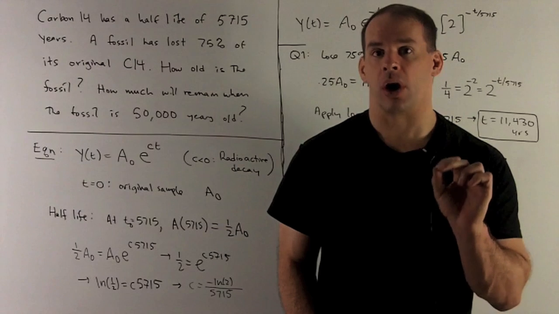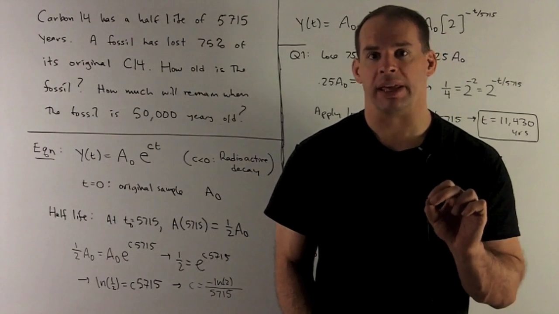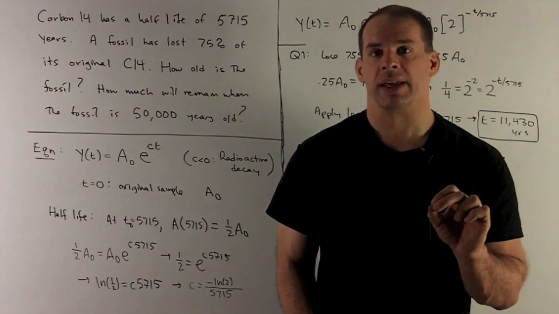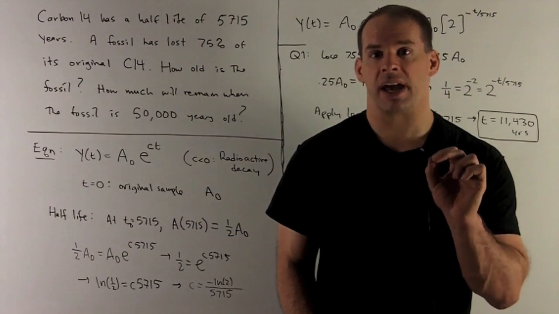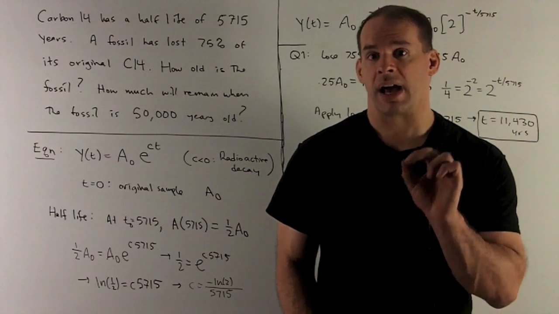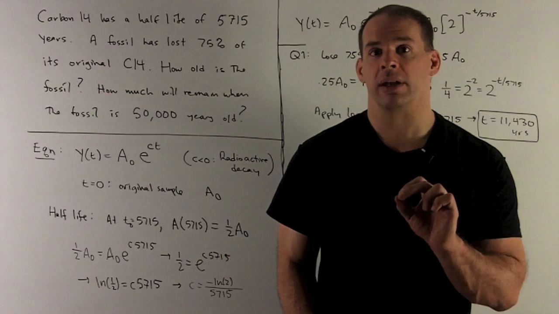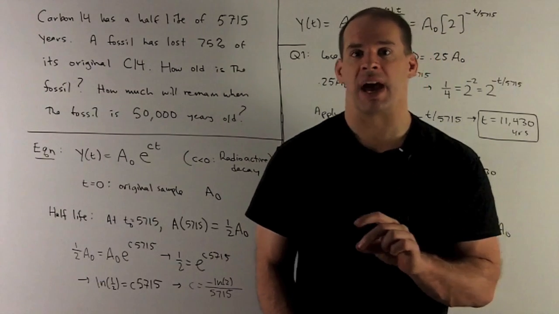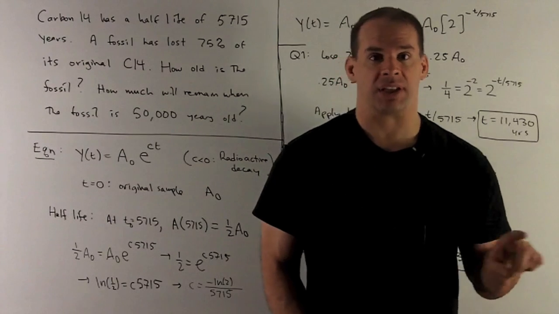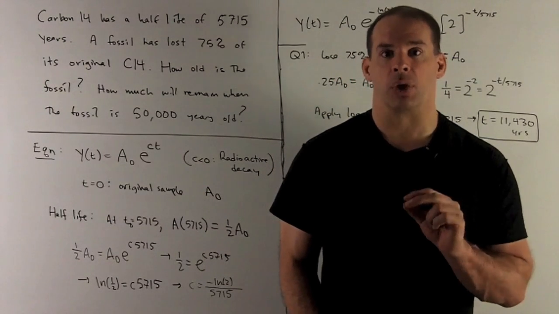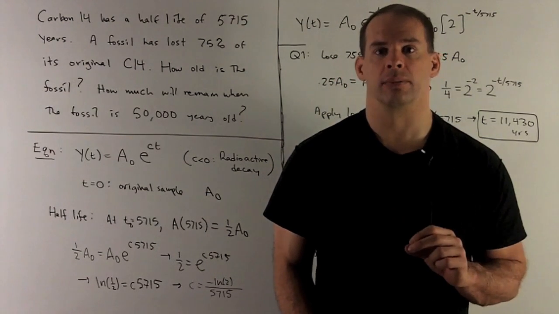So we write down our equation. That's going to be A of t equals A0 times e to the constant c times t. Our constant c, when we solve for it, will be a negative number. As time goes on, we're going to want our amount to get less and less. So that's the whole point of decay.